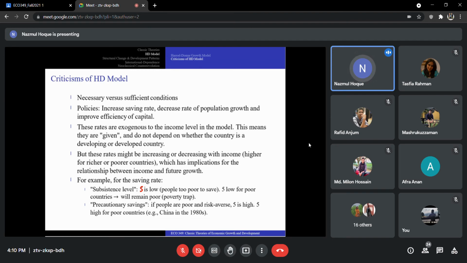And sometimes savings may not necessarily be used for investment purposes. Savings may be used as precautionary savings, especially if people are poor. If people are poor and risk averse, in that case they might have precautionary savings, not leading to a higher level of investment. So a higher savings rate may not necessarily indicate higher economic growth.